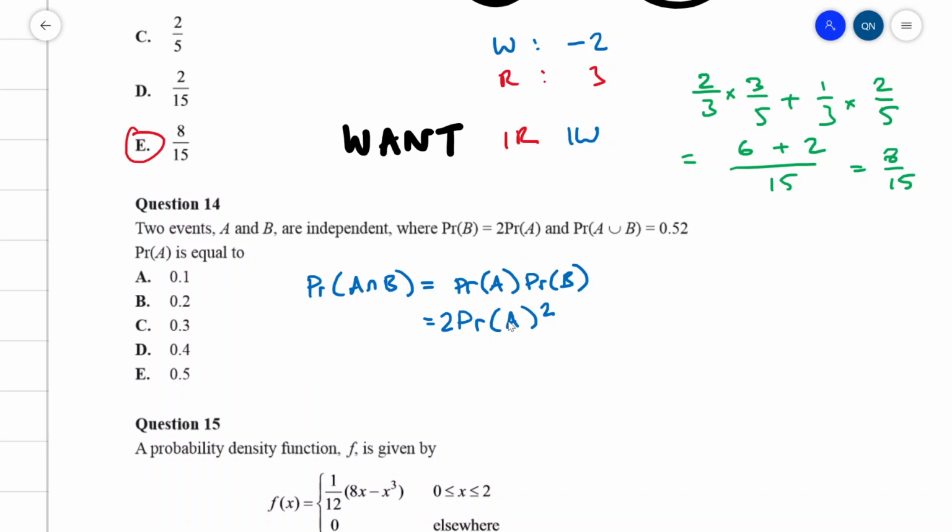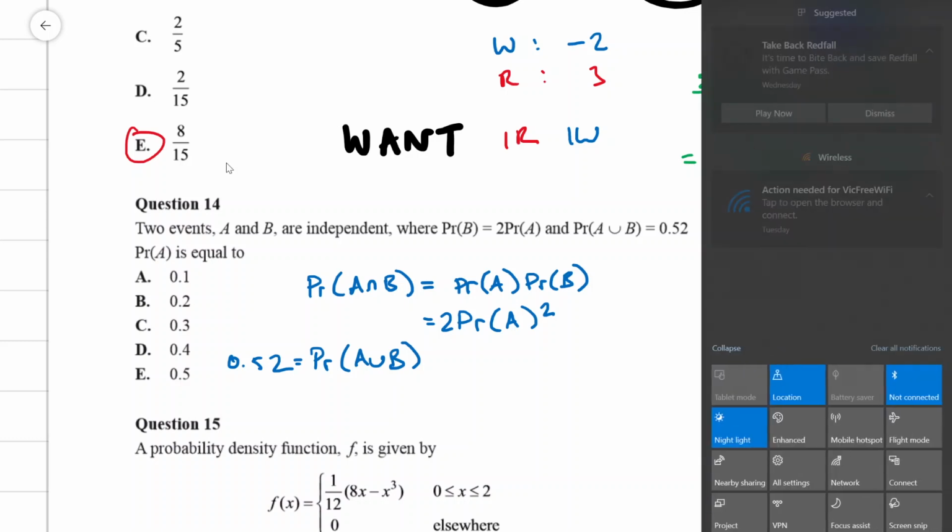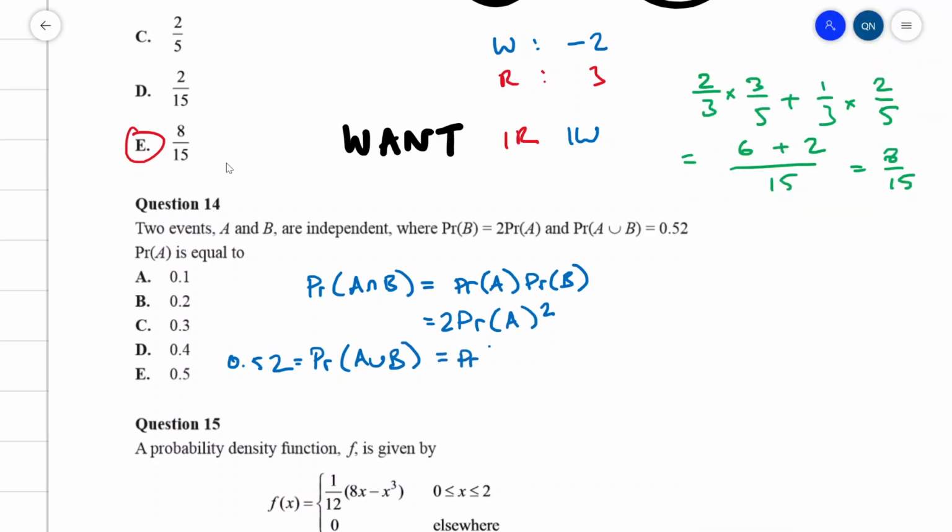So we just substitute that equation in, and we also know the probability of A union B is equal to 0.52. Okay, but now we can use the addition rule. Whenever you have intersections and unions involved, it's probably the addition rule. So the addition rule goes like P(A) plus P(B), and then minus P(A intersect B). Now we want to find the probability of A here. So we know what the left-hand side is, it's 0.52.